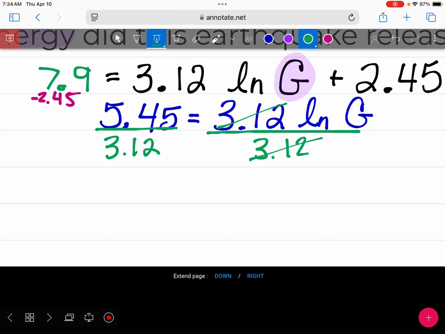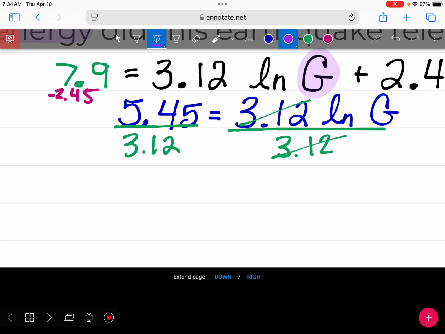So yes, it's gross, but we can do this. 5.45 divided by 3.12 is about 1.75. So 1.7468, 1.75, however we want to do it, equals our ln of G. Now what can we do?